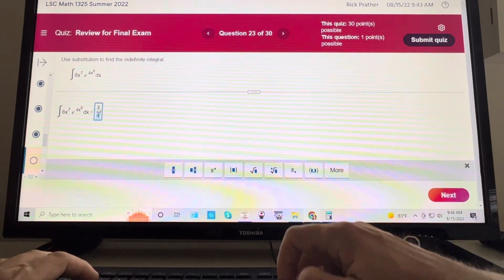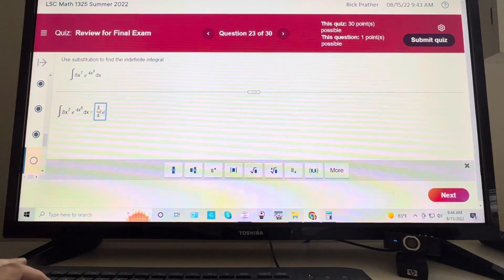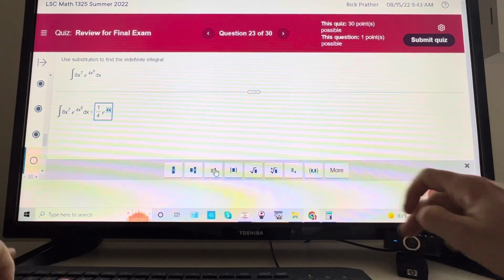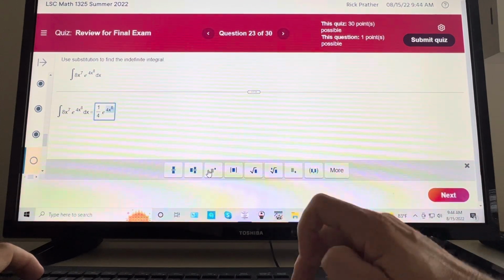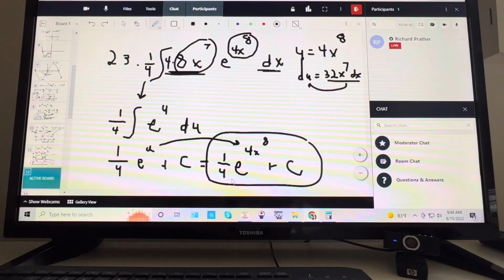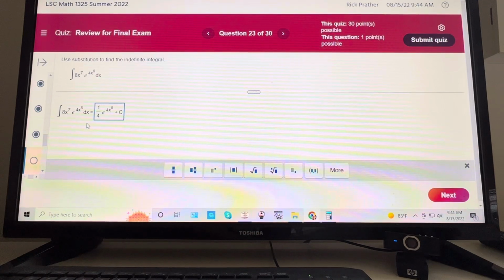So 1/4 e to the 4x to the 8th plus c. 1/4 e to the 4x to the 8th plus c.